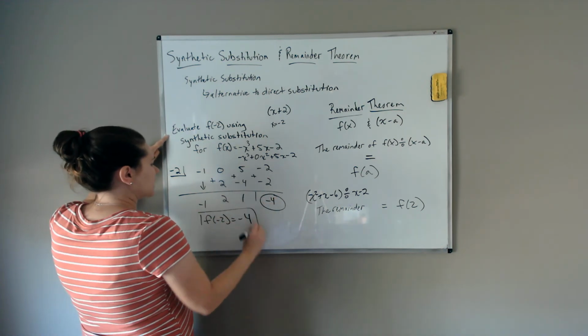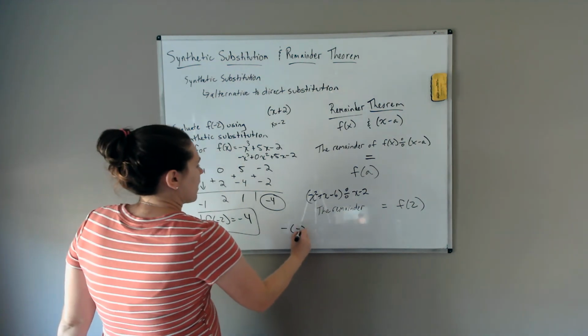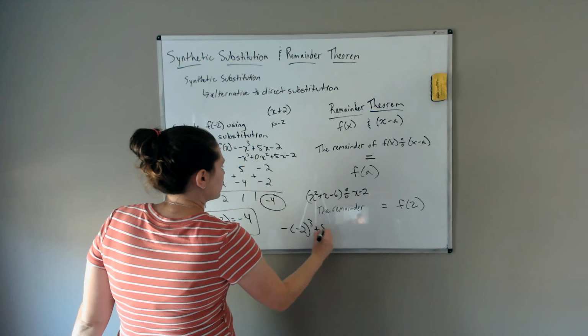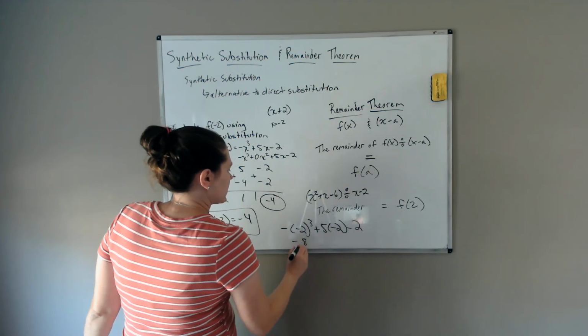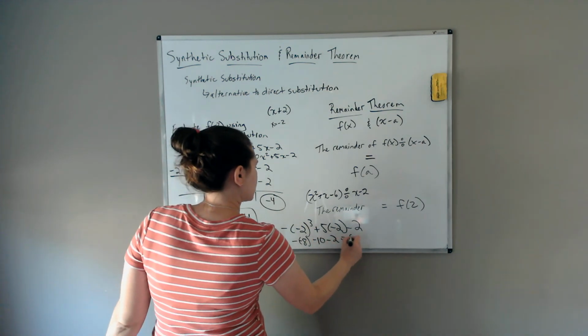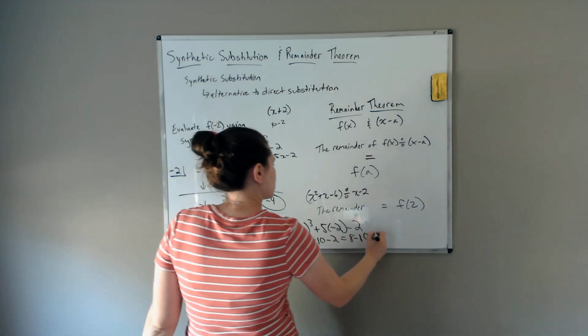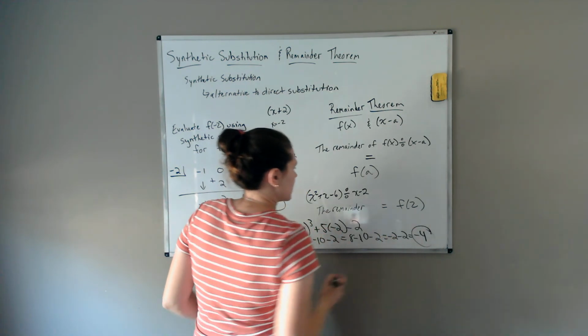Now, you might be saying, that's a lot of work. I could have just taken negative 2 and directly put that value in. And you would be correct, and this would give us negative 8 minus 10 minus 2. That would give us negative 2 minus 2. That would give us negative 4. Notice you get the same thing.